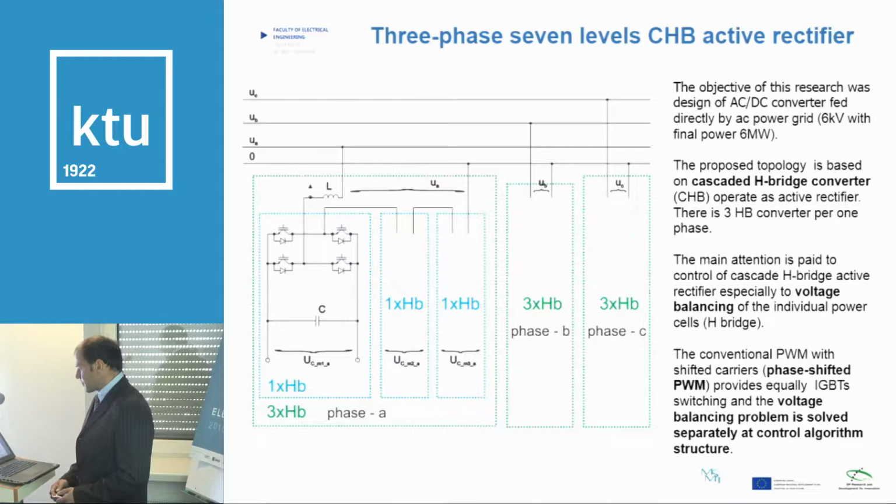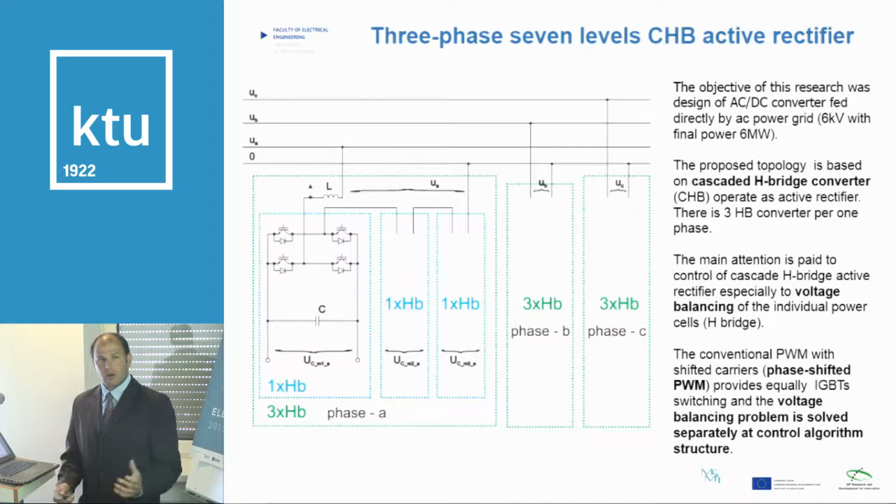Our proposed topology is based on a cascade H-bridge converter, and there are 3 H-bridge converters per phase: 1, 2, 3. The main attention of the control is concerned with balancing the voltage on the output of each cell. This voltage balancing is solved separately at the control structure level.